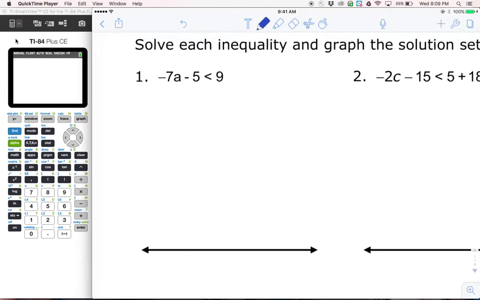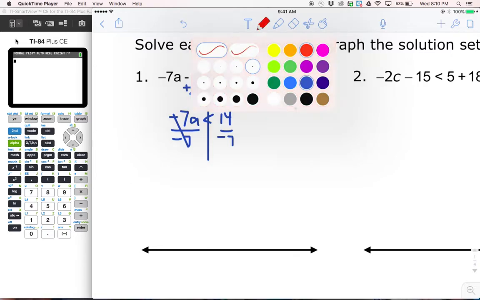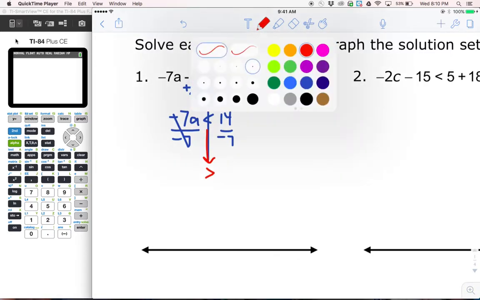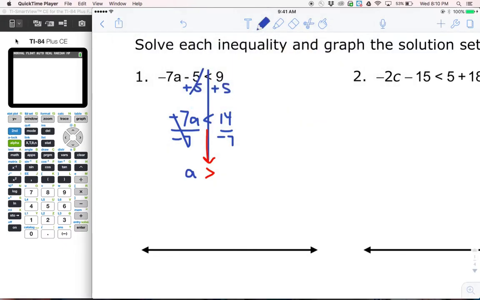We're going to start with number 1. First things first, there's nothing to simplify, so I'm going to go ahead and start the solving process here. I'm going to add 5 to both sides of my inequality. So now I've got negative 7a is less than 14. Now I get to divide both sides by negative 7. And before I do anything else, because I divided by a negative, I'm going to flip this inequality around, just so I don't forget. So I've got a is greater than 14 divided by negative 7, which is negative 2. There's my inequality.